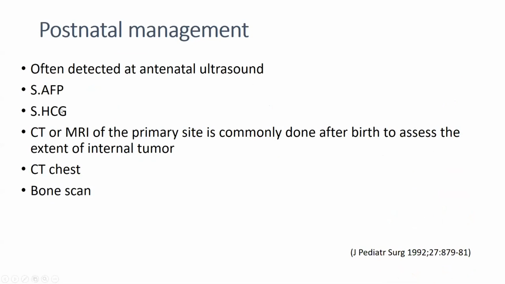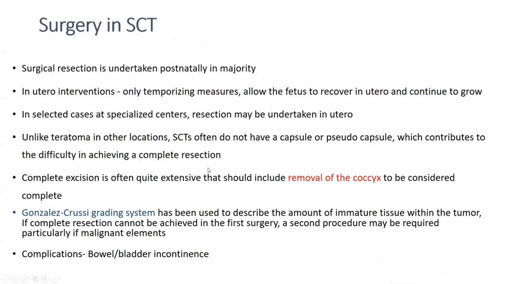Investigations are the same: tumor markers, CT, MRI of the primary, CT chest, and bone scan if any suspicion of bony involvement. Complete resection is generally undertaken after birth in the majority of patients, although at some highly specialized centers in utero resection is possible. But in general, in utero interventions are done only to reduce the growth of the tumor and to allow the fetus to recover and continue to grow.